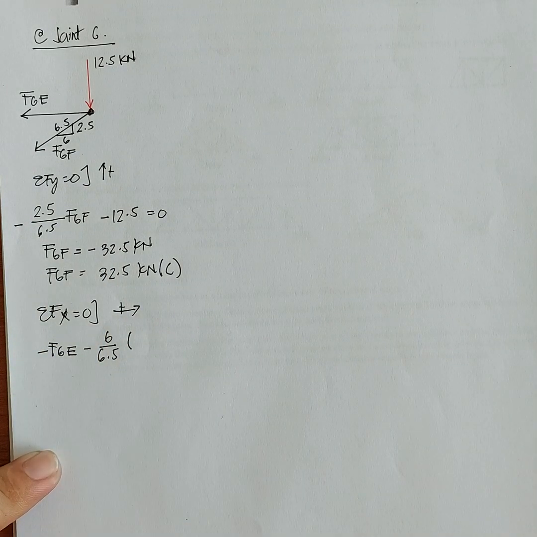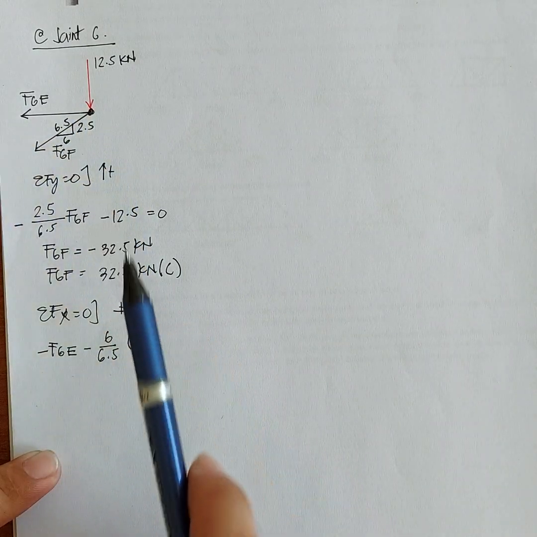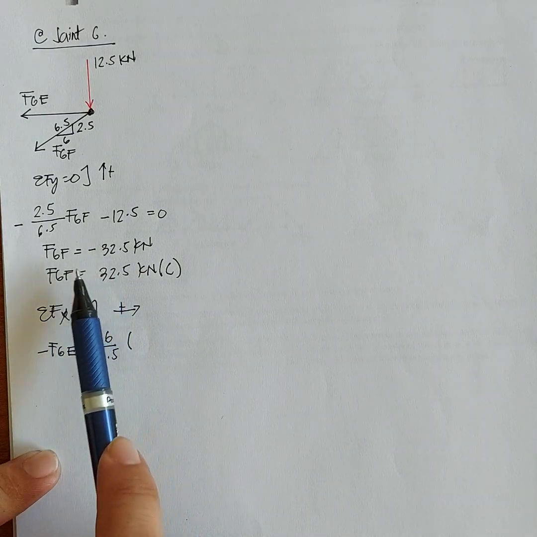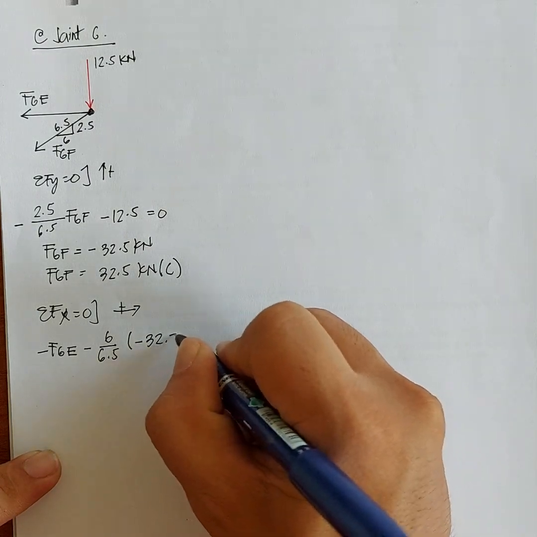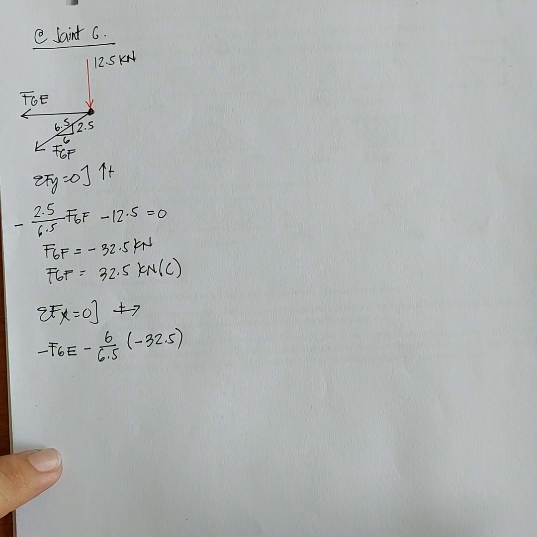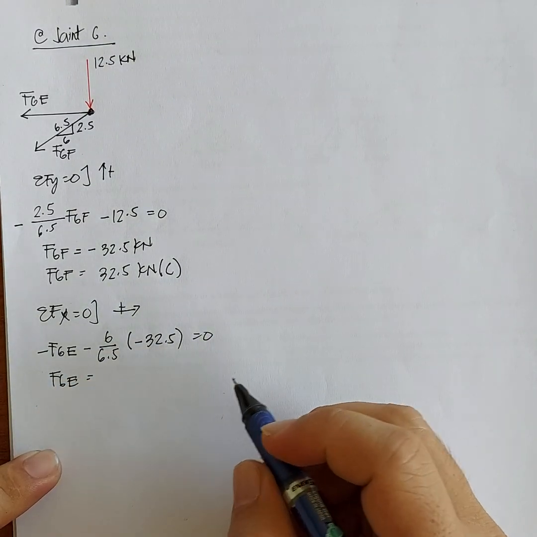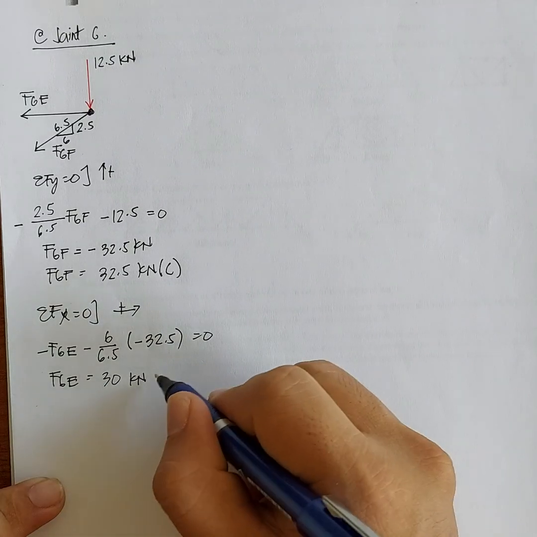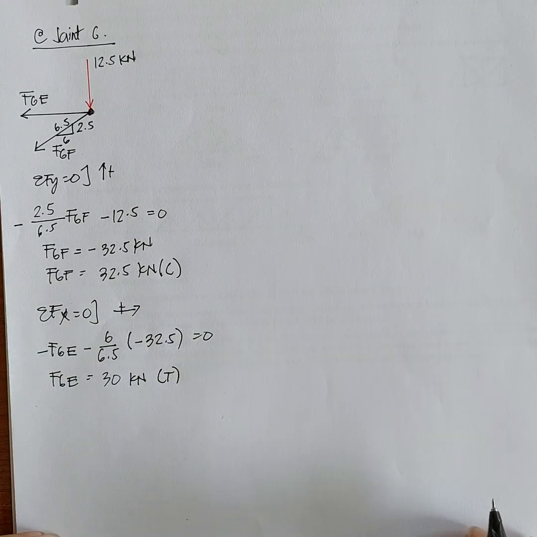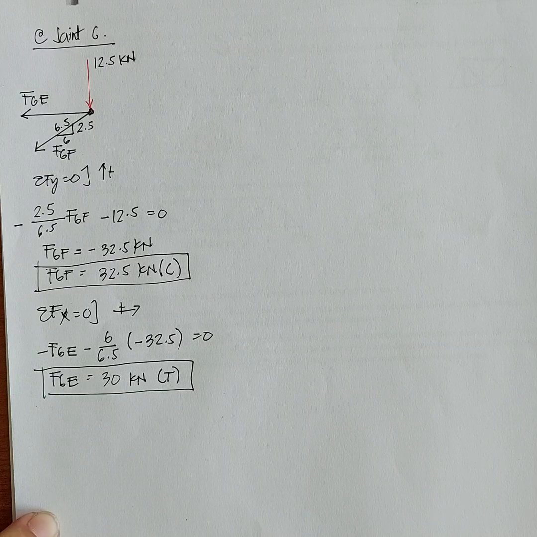But para hindi kayo malito, I think it would be better kapag we don't change na rin yung direction na in-assume natin, as long as you follow yung sign natin na negative siya. So, negative 32.5 kilonewtons, wala nang horizontal forces. So, equate natin to 0. So, FGE is equal to positive 30 kilonewtons. So, positive siya, which means FGE is tension. Okay? So, this is FGE. This is FGF.